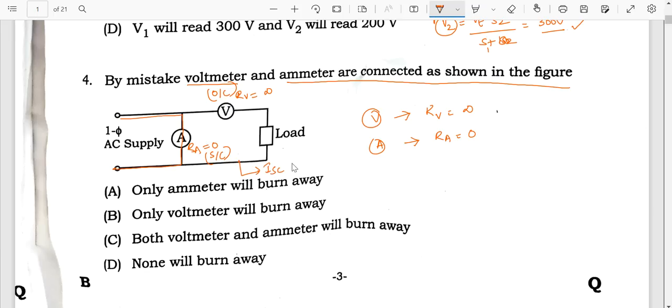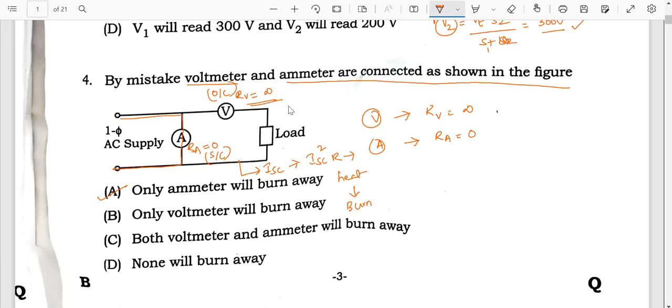As the short circuit current is very high, what about the I square R losses? So the I square R loss will be high, and this will generate heat. This heat is going to be higher, which means it's going to burn the meter, with smoke or heat, you can say. So the answer is the ammeter is going to burn away. The voltmeter is not going to be burned because it has infinite resistance.